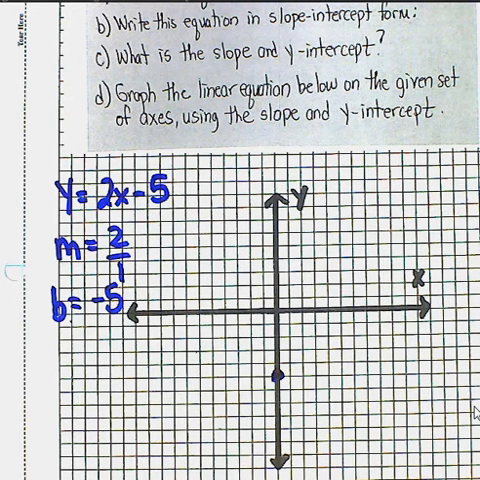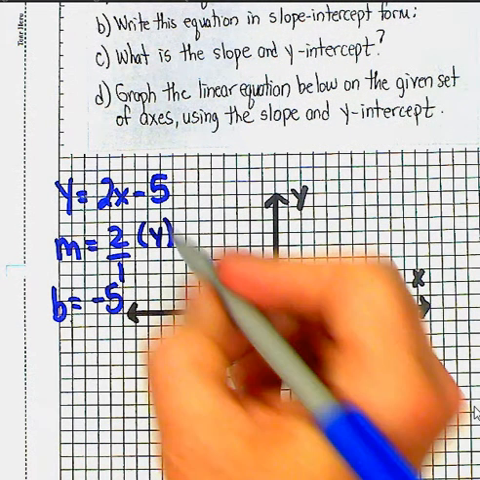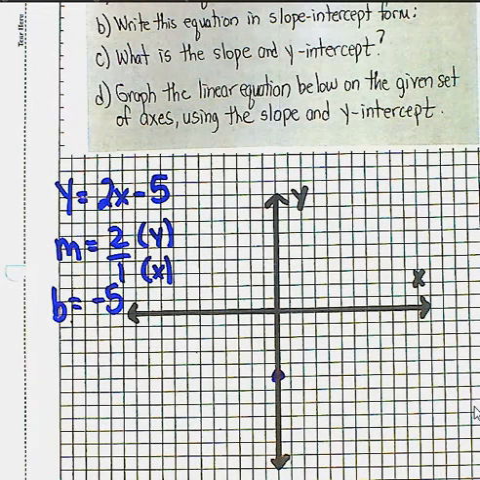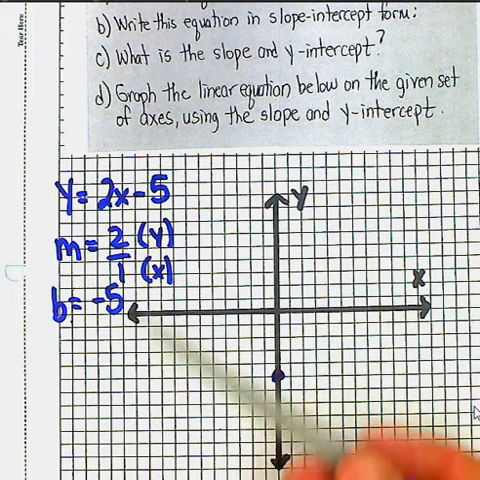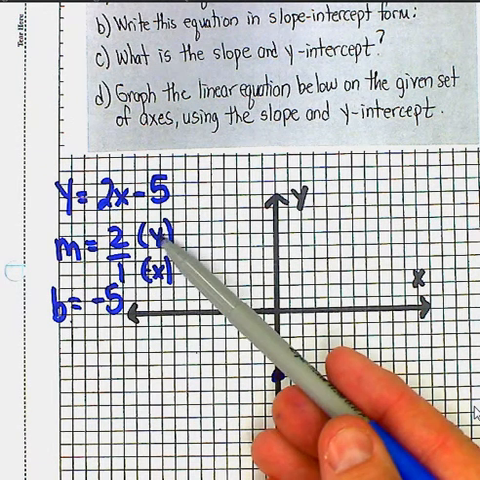From there, what do we do? Good. Go back up to your slope. Your y is your change in the top, and your x is your change in the bottom. Both changes are positive. So your change in your x direction is going to be a +1, and then your change in your y direction is going to be a +2.